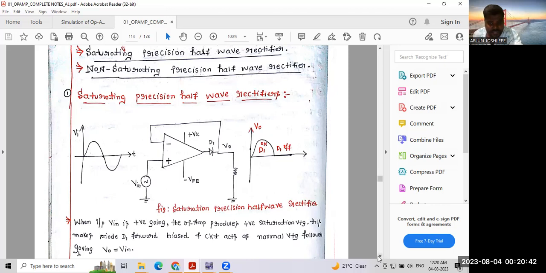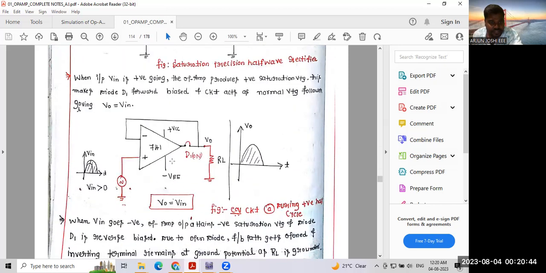During the positive half cycle, what is going to happen? V0 is equal to Vin. Because the diode is on, whatever the input is, the output follows, and it is going to act as a voltage follower.